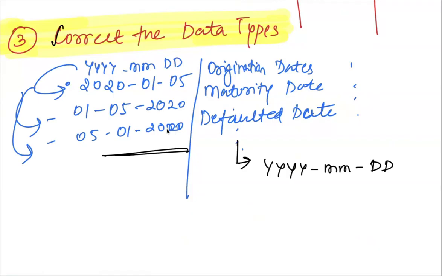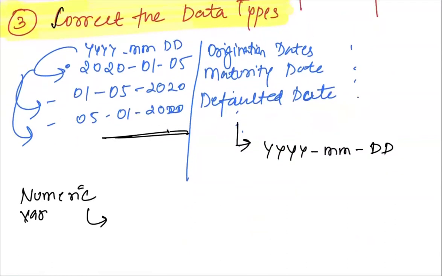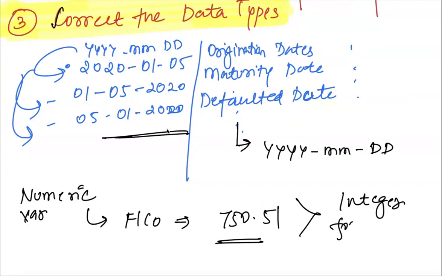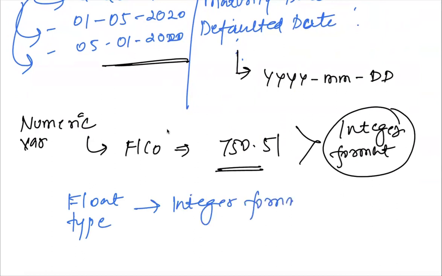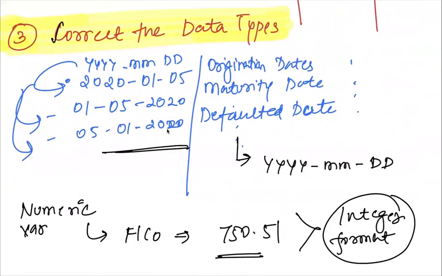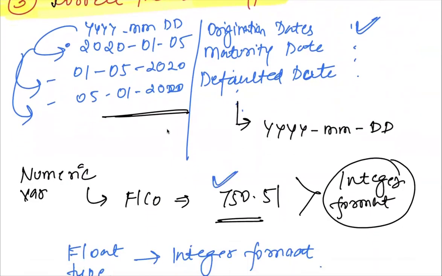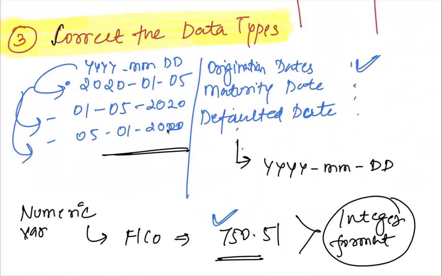Another example is numeric variables. By mistake, let's say someone writes the FICO score as 750.51. Now what will you do? A lot of times, this should be only in integer format. So if it's in a float type, which is a decimal type, you make sure it is in integer format. That is what I mean by correcting the data type: whatever is in dates should be in the right date format. If something should be an integer, it should be an integer. If something should be a float, it should be in floating numbers, which basically means decimals. So this is the third thing, which is to correct the data types.